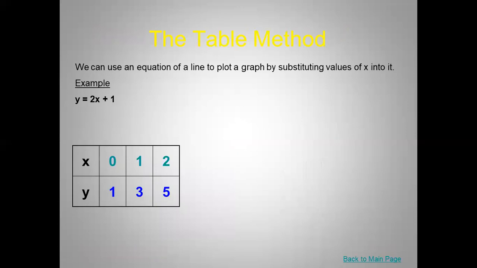Okay, the table method. We can use an equation of a line to plot a graph by substituting a value of x into it. For example, if he gave me an equation like y equals 2x plus 1, and he gave me a table, or sometimes he doesn't give me a table, he just gives me the graph. So when x equals 0, I replace x and put 0 instead of it, so it will be 2 times 0 plus 1, so y equals 1.